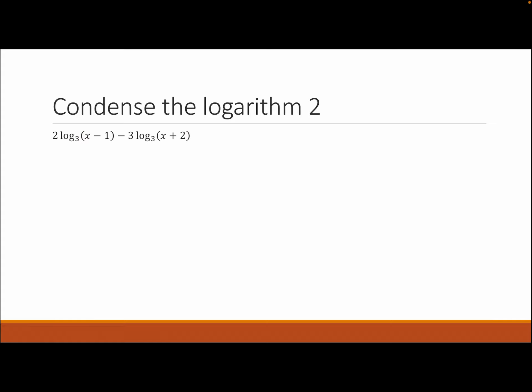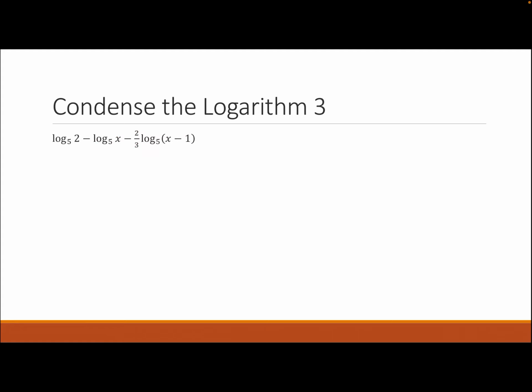For 2, we're going to do the same thing. So we're going to get log base 3 of (x minus 1) squared minus log base 3 of (x plus 2) cubed. And again, since we're subtracting, we're just going to make a single logarithm and divide the two terms. So (x minus 1) squared divided by (x plus 2) cubed. And that is our condensed logarithm.